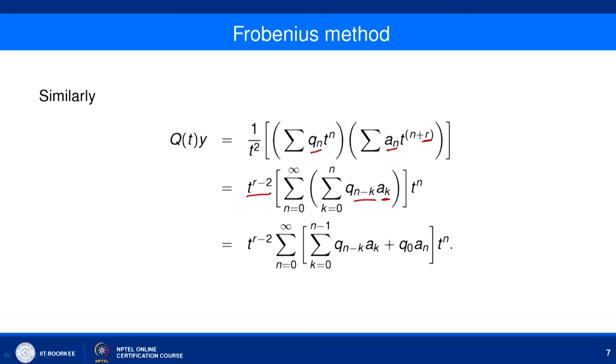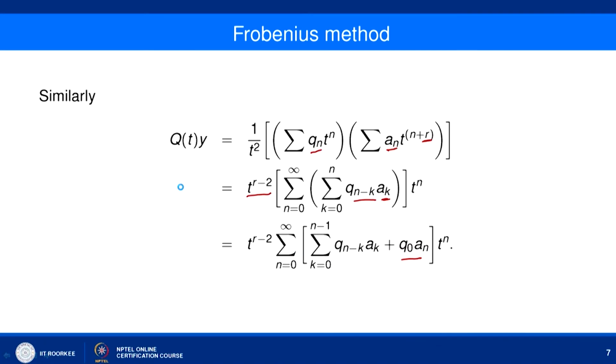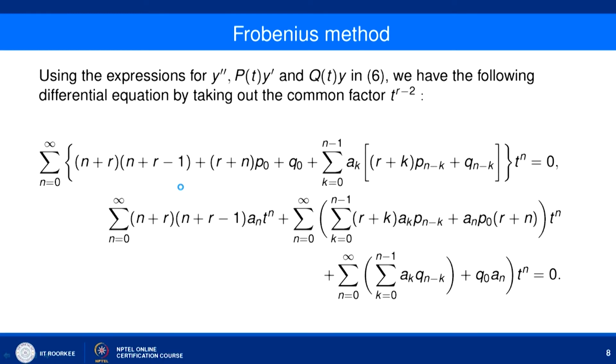Now, we can simplify this further. We are writing k equal to 0 to n minus 1, so we are taking the term corresponding to n out. So, we can write q n minus k a k, plus if you take k equal to n, then it is what? q 0 a n t to the power n. We will understand why we are writing this. So, once we have y double dash t, calculate p t y dash and q t y, then we plug all these values into the differential equation.